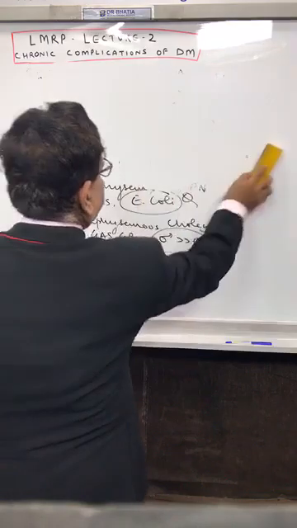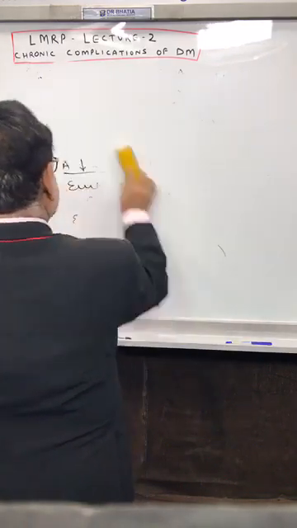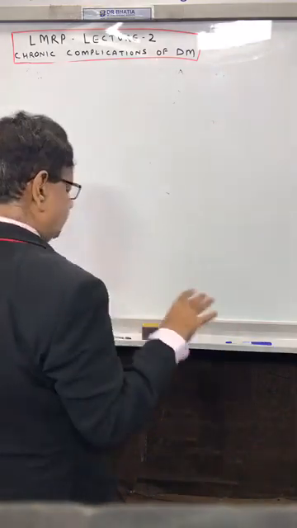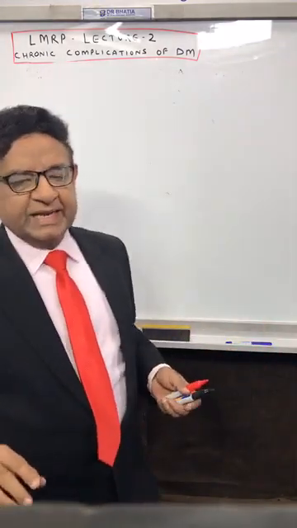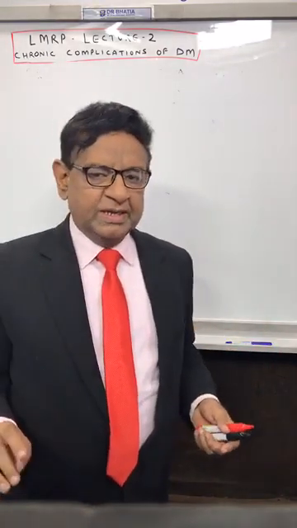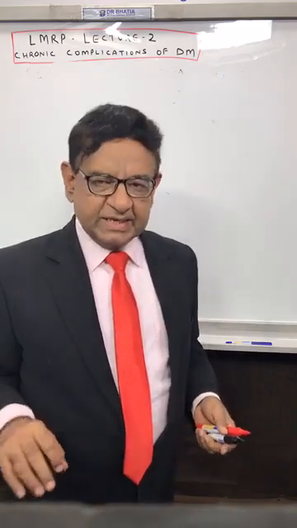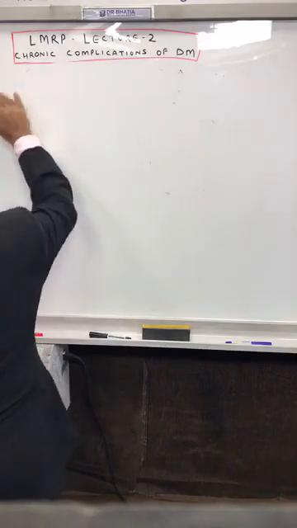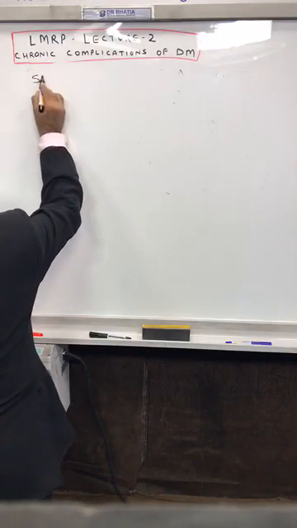Then we can also have emphysematous appendicitis. You can write down, the patient can also develop gas in the appendix, so-called emphysematous appendicitis.